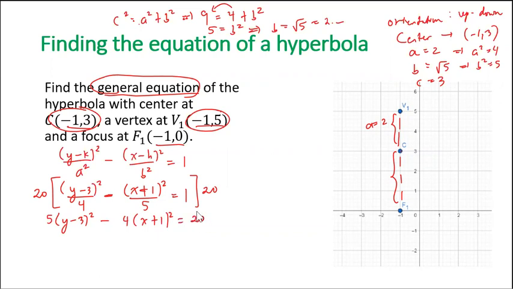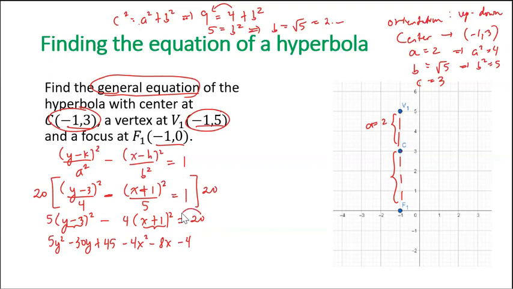And then we will get 5 times (y minus 3) squared minus 4 times (x plus 1) squared equals 20. Expanding these squares of the binomial, we get y squared minus 6y plus 9, but we have to multiply them by 5. So we get 5y squared minus 30y plus 45. And then the expansion of (x plus 1) squared is x squared plus 2x plus 1, but we have to multiply them by -4. So that's minus 4x squared minus 8x minus 4.